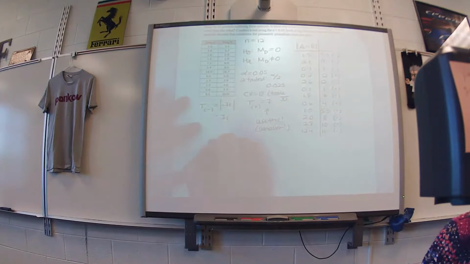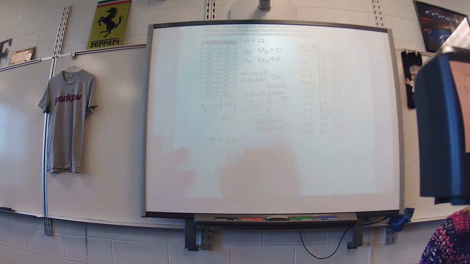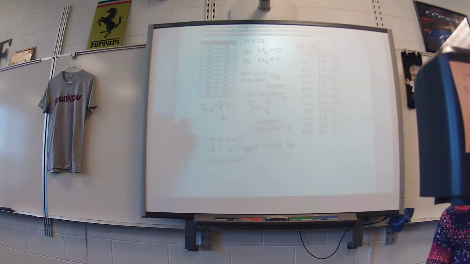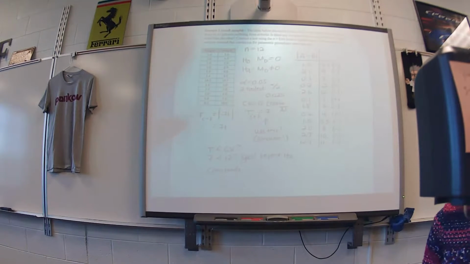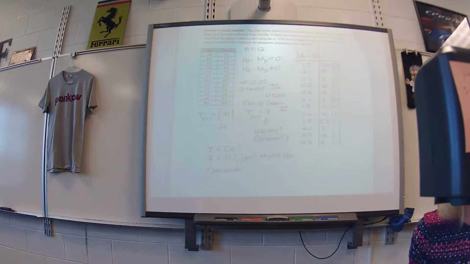So you come down here and ask, is T smaller than my critical value? Is 7 smaller than 13? Yes. So once again, we are going to reject the null hypothesis. We could conclude we have sufficient evidence at the 5% level of significance to reject the claim that there's no difference between the two drugs, in favor of there is a difference between the two drugs.